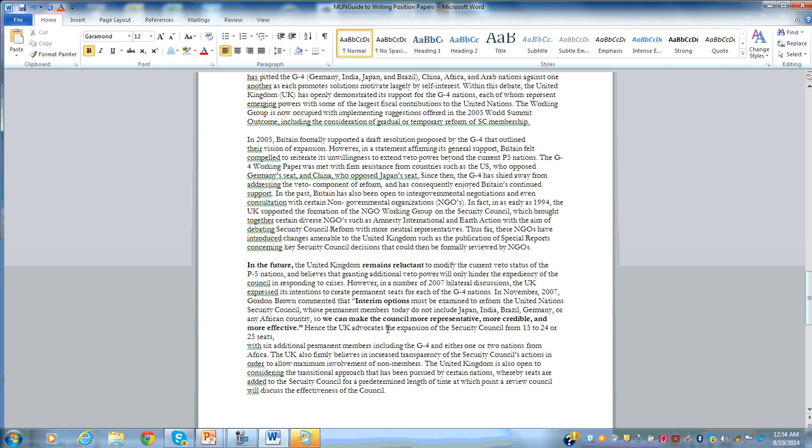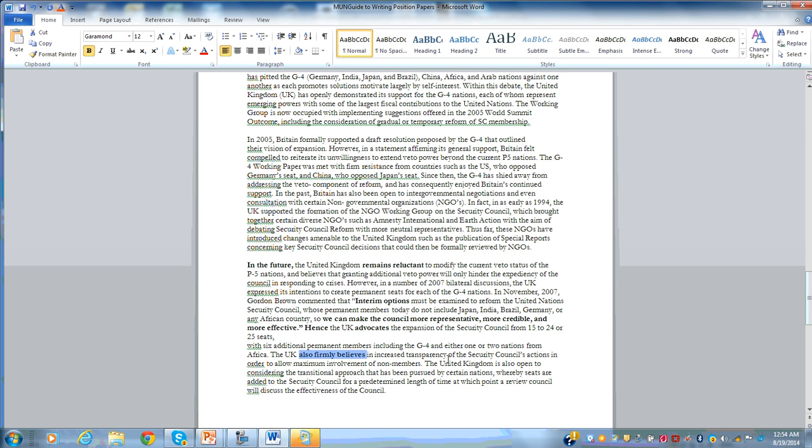Hence, the UK advocates the expansion of the Security Council from 15 to 24 or 25 seats. I like this. This country advocates blank. And I like hence, which is just a fancy word for therefore. You could say therefore. Okay, now I'll just pick up here. With 6 additional permanent members, including the G4 and either 1 or 2 nations from Africa, the UK also firmly believes in increased transparency of the Security Council's actions in order to allow maximum involvement of non-members.